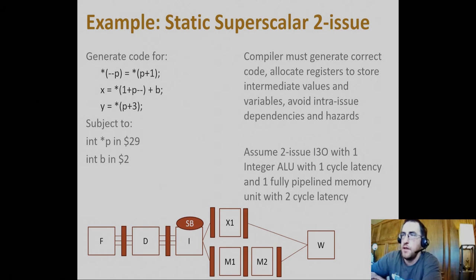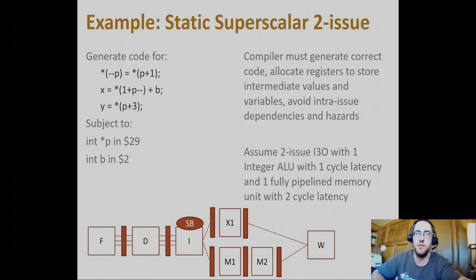So this is just some nasty little piece of code that is purely for illustrative purposes and solely to confuse you and your understanding of C. If you understand what this is, then great. You're doing awesome at C programming. If you don't, don't worry about it too much. We're going to change it into assembly anyway. So the compiler has to generate the assembly code that implements this. We'll assume that the pointer for p is in register 29 and that the scalar value b is in register 2.